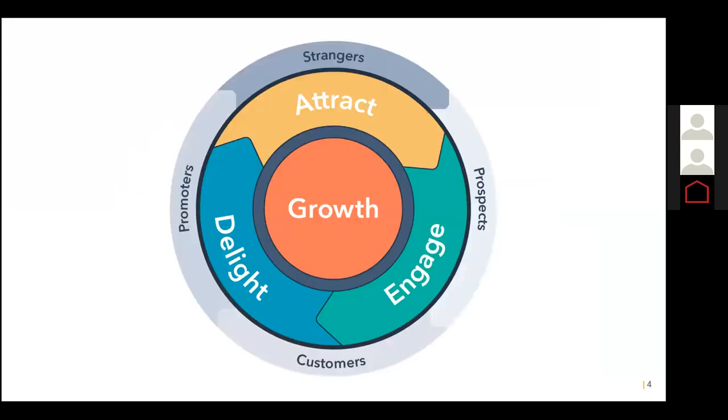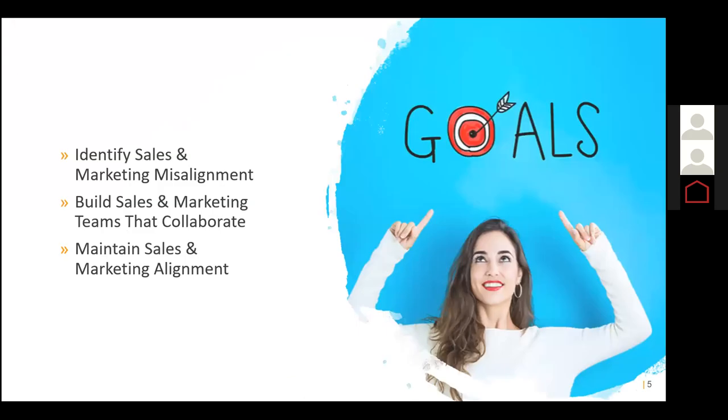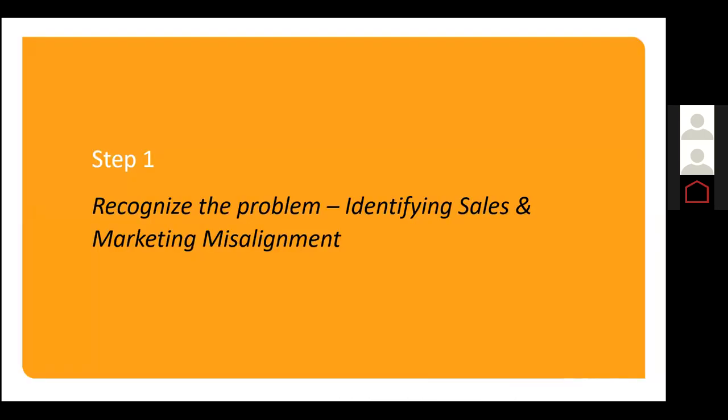Today, I'm going to help you understand how aligning your sales and marketing efforts can generate a more effective go-to-market strategy and ultimately drive an increased bottom line. During the presentation, we'll cover how to identify sales and marketing misalignment, how to build sales and marketing teams that work together, and crucially, how to maintain that alignment once you have established it. And at the end of the presentation, we'll have some time for questions, so I'm looking forward to engaging with you then.